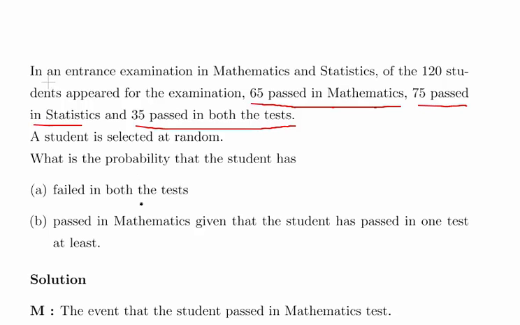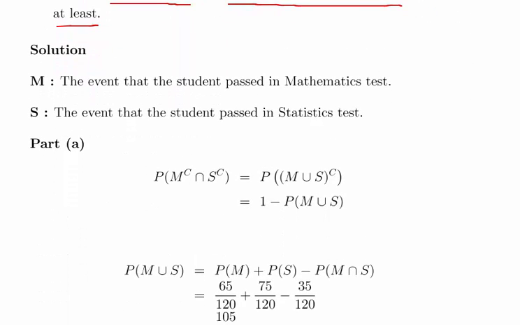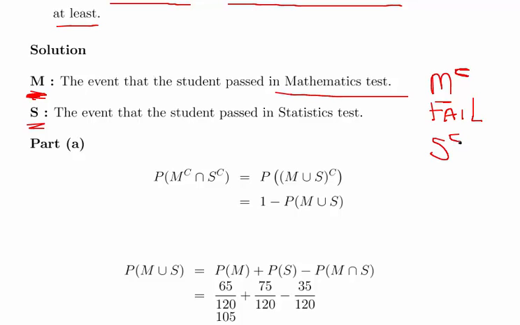What is the probability that the student has failed in both tests, and passed in mathematics given that the student has passed in one test at least? Okay, so what we're going to do here is define our events. M is the event that the student has passed the mathematics test. M complement, or M superscript C, is that it's a fail. And S is the event that the student has passed in the statistics test. And again, S superscript C is a fail. That's failed in statistics.